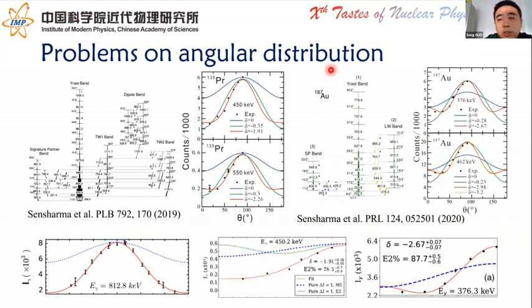After this work, two following works have been published, which were also performed with Gammasphere. For them, although the two curves are still similar, it seems the published one can fit the experimental curves better, especially for these two in Au-187. Can it be a strong support for the reported delta values?